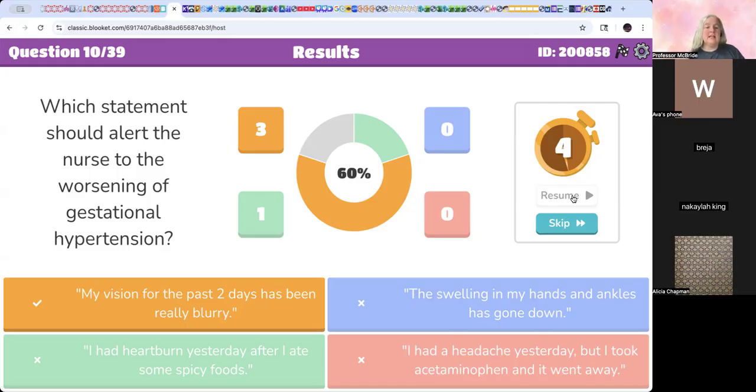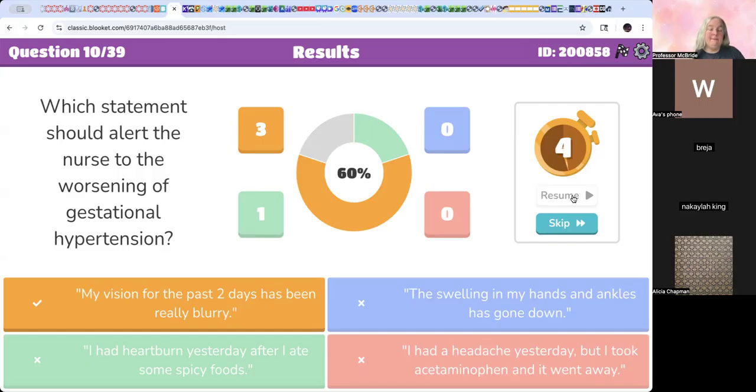So when this question is asking what could be an indication of worsening, it would be if it's turning into preeclampsia. And so then we've got to think about our preeclampsia symptoms, right? Visual changes, blurry vision, or floaters and things like that is one sign. What other signs might we have of preeclampsia that she might develop?